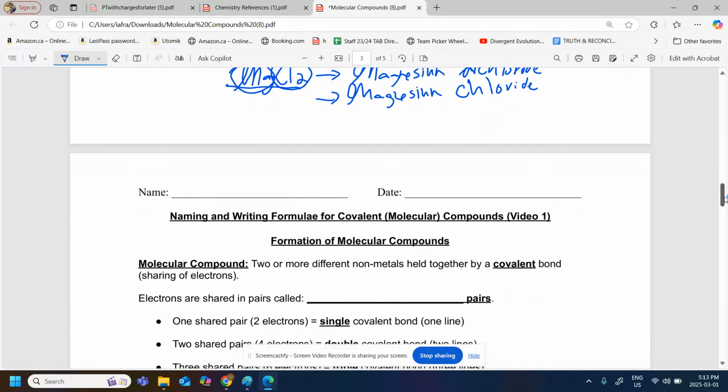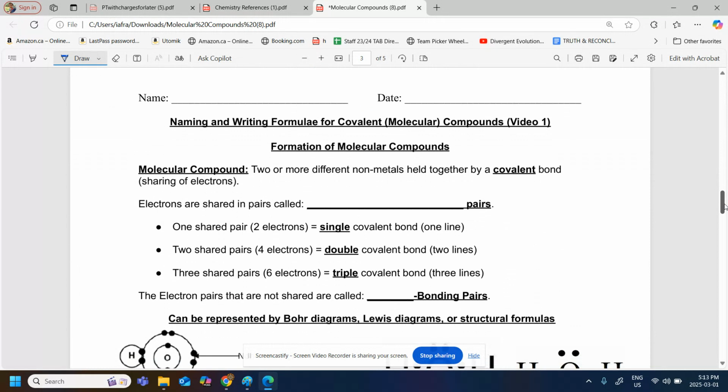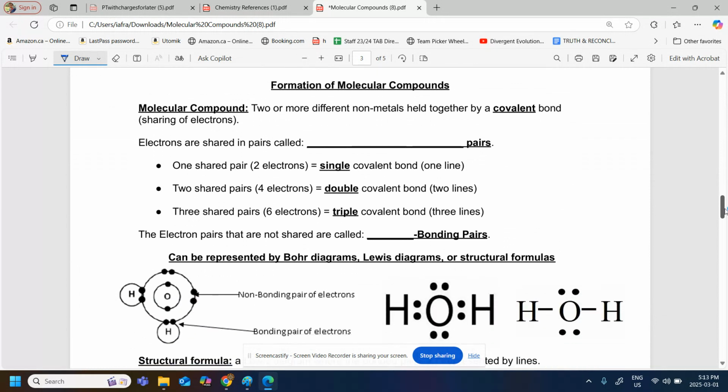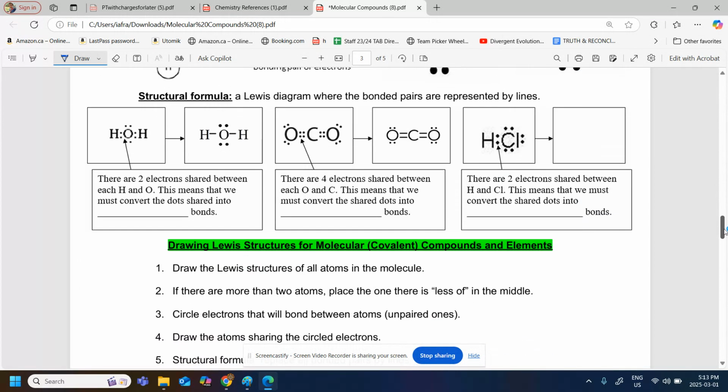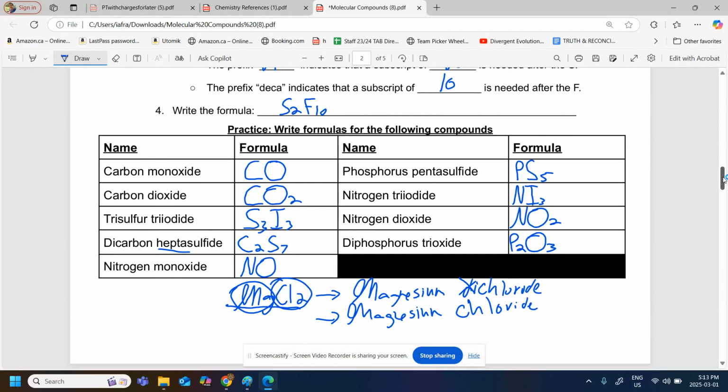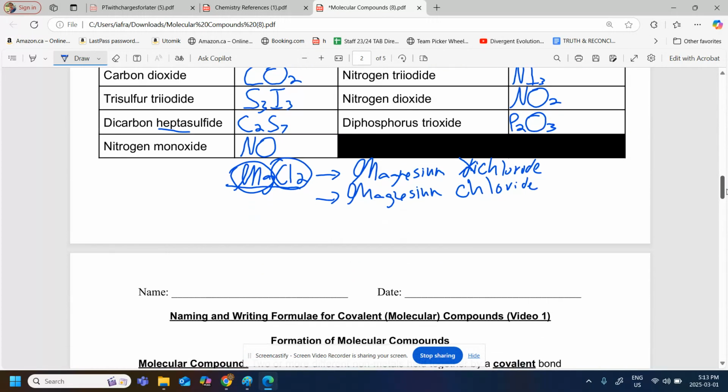In the next video, we're going to take a look at how to represent molecular or covalent compounds with Lewis structures. But first, it's important to know how to name and write formulas for them. So please make sure you review those.